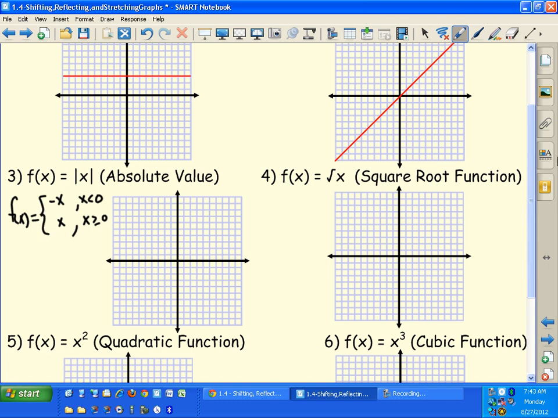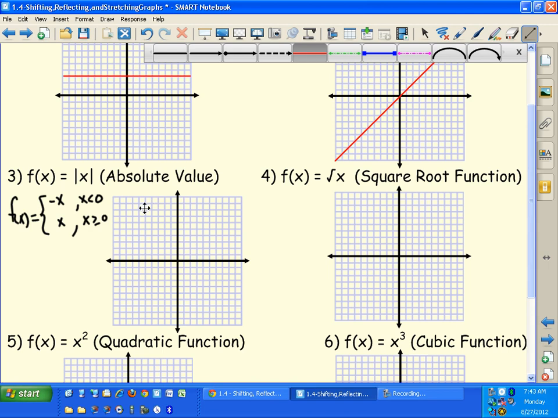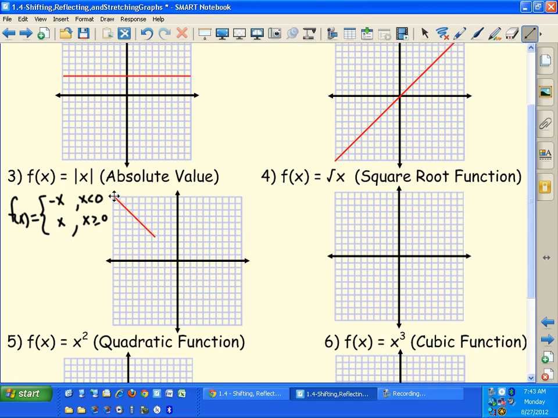And so we could graph it as, okay, for negative till 0 we have a negative slope, and then from 0 on we get our positive slope. And so that's our absolute value of x, or you could just plug in values to get these.